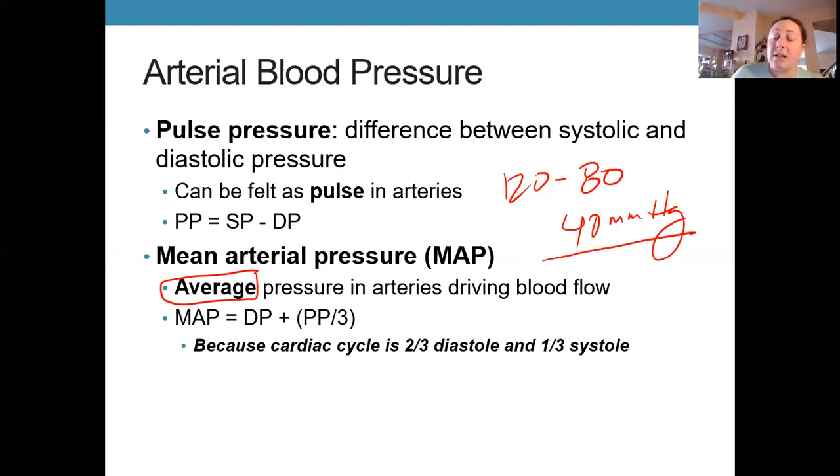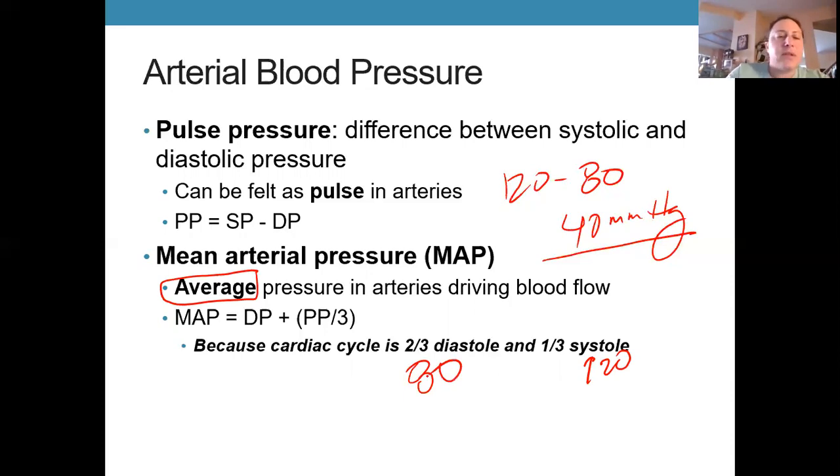So the cardiac cycle is not even. Systole takes about 1/3 of a total cycle, and diastole takes about 2/3. And so that means that the heart is in the systolic pressure about 1/3 of the time, and diastolic pressure about 2/3 of the time.